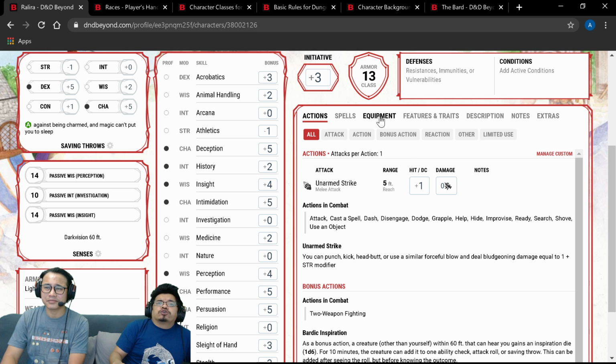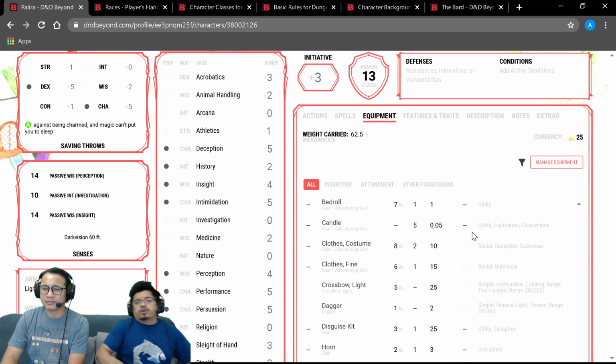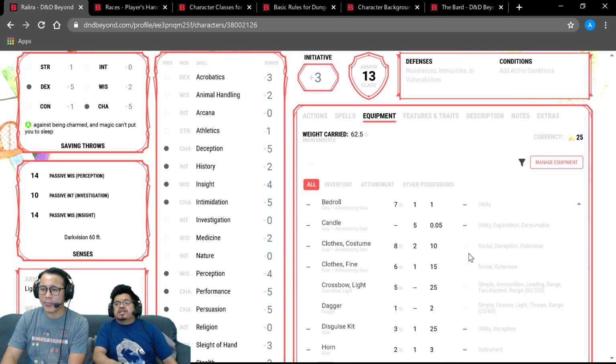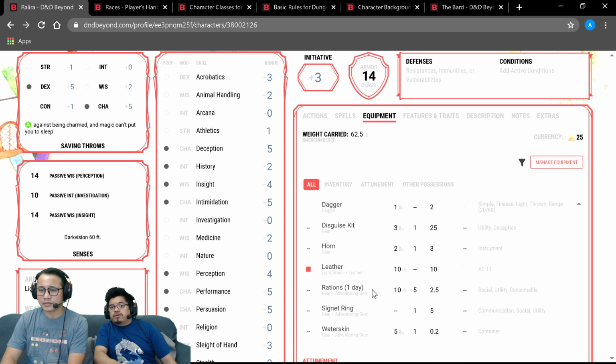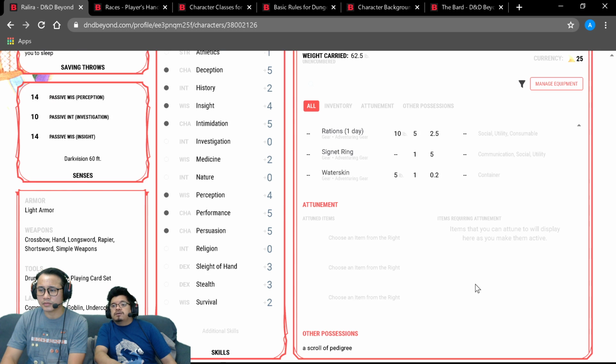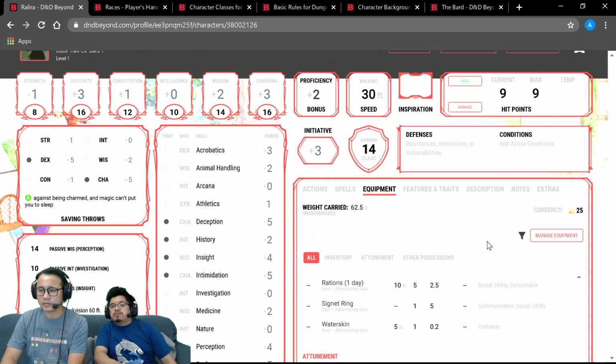So we're gonna go to equipment here, and we're gonna see all that equipment we found. The nice thing is we have graphics, like this is part of our social party stuff. This is our attack stuff. And if we checkbox crossbow light and dagger and leather, I think there'll be a... Oh no, it's under manage equipment. My bad.